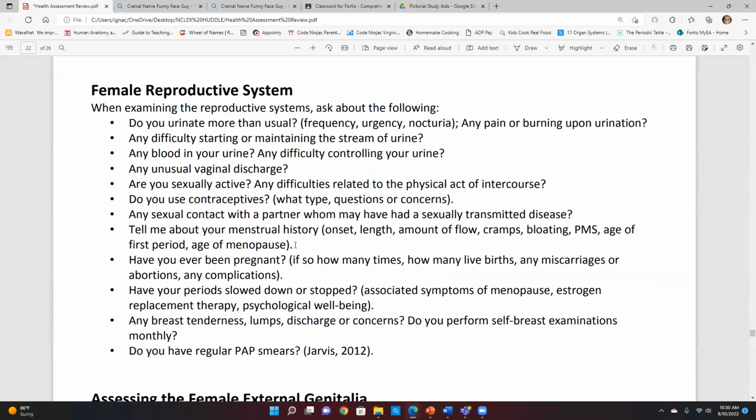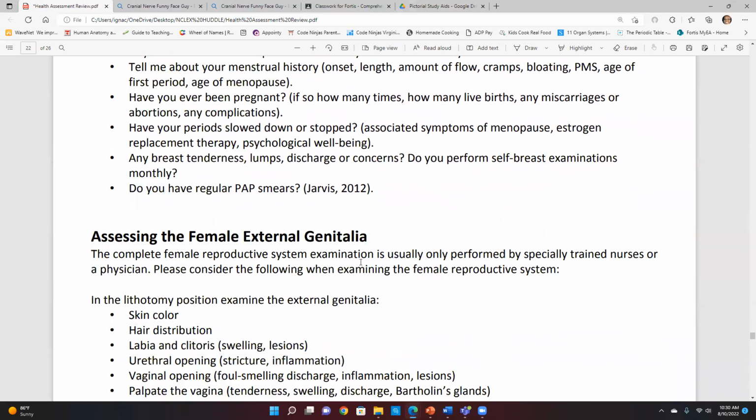How many miscarriages have they had? How is their menstrual cycle? Is it regular or irregular? Also included in the female reproductive system is going to be their breast exam. Are they performing their monthly self breast exam?